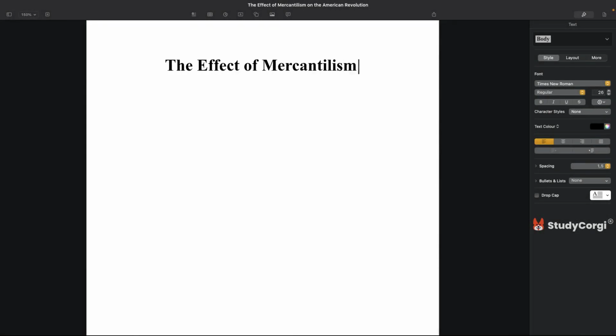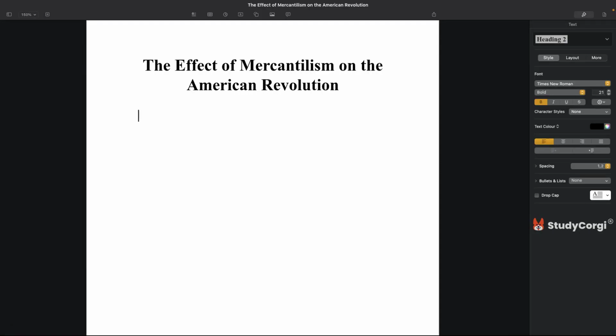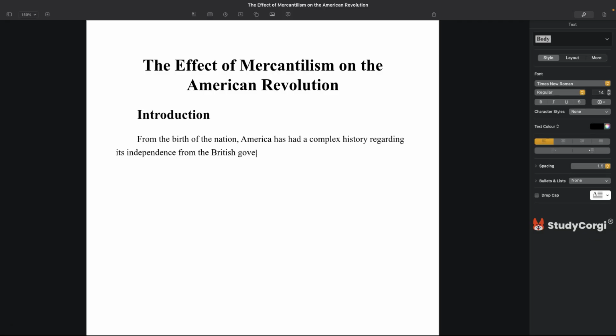Effect of mercantilism on the American Revolution. Introduction. From the birth of the nation, America has had a complex history regarding its independence from the British government.